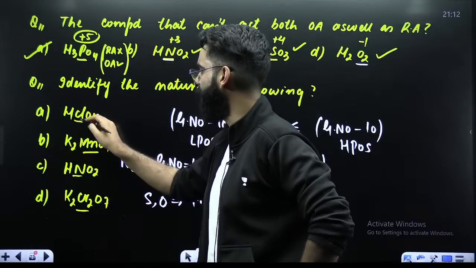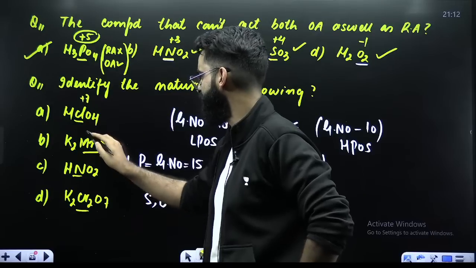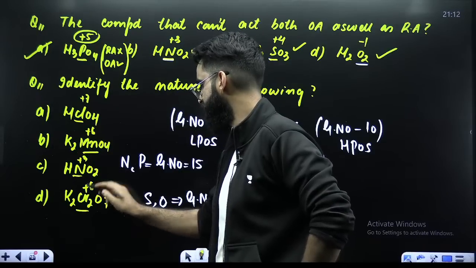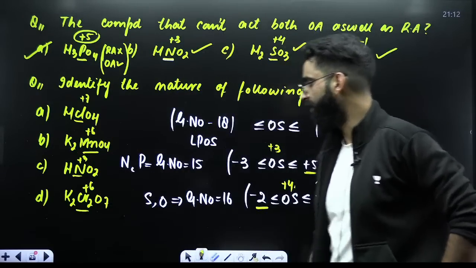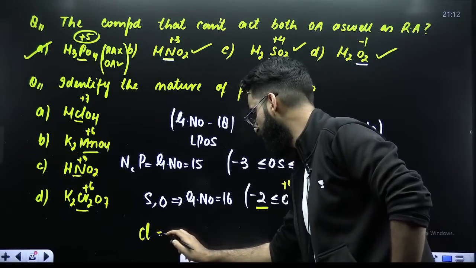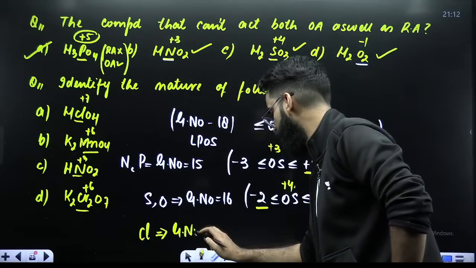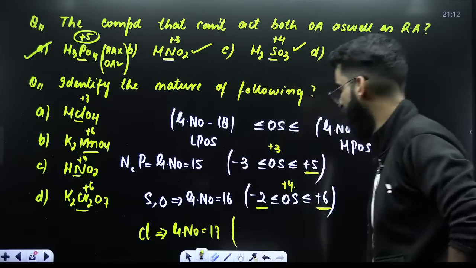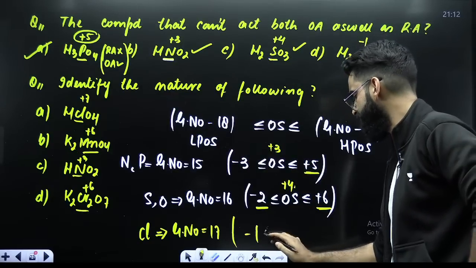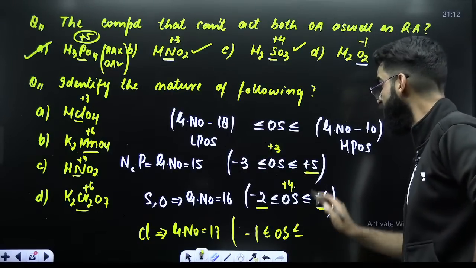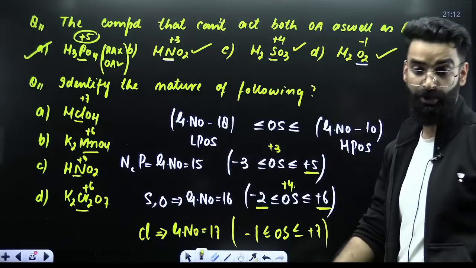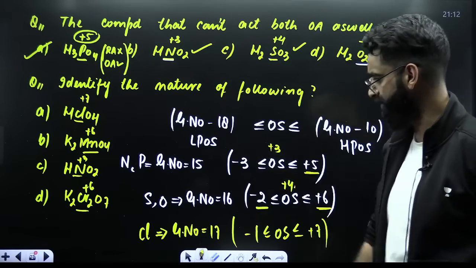Check the oxidation state of chlorine here. You can calculate it. It will come out to be +7. This will come out to be +6. This will come out to be +3. This will come out to be +6. Chlorine is your group 17 element. The minimum possible oxidation state that chlorine can show is 17 minus 18, which is -1. The maximum is 17 minus 10, which is +7. This is the range of oxidation states that chlorine can show.